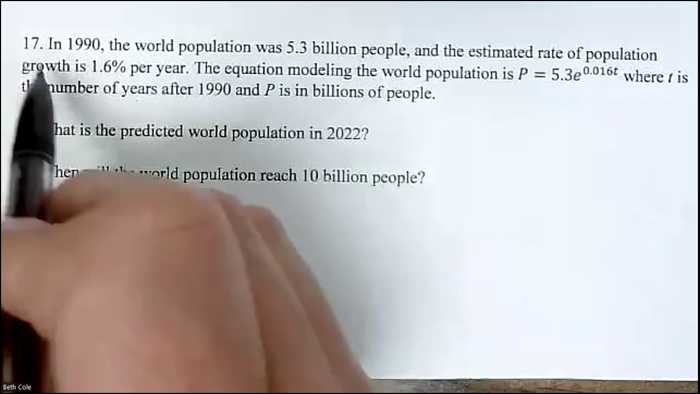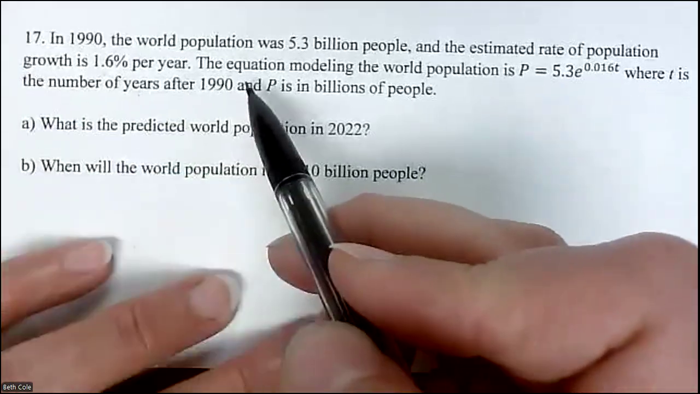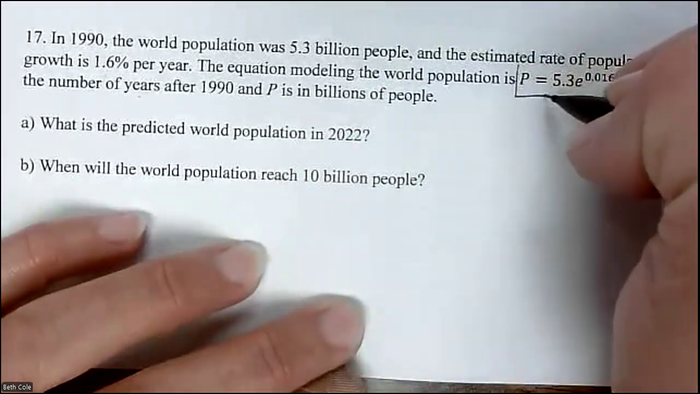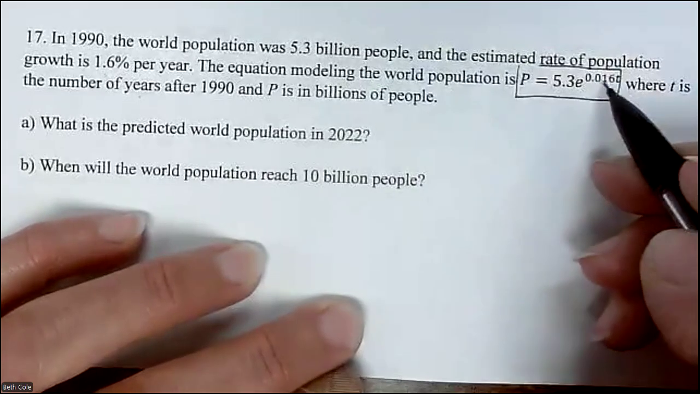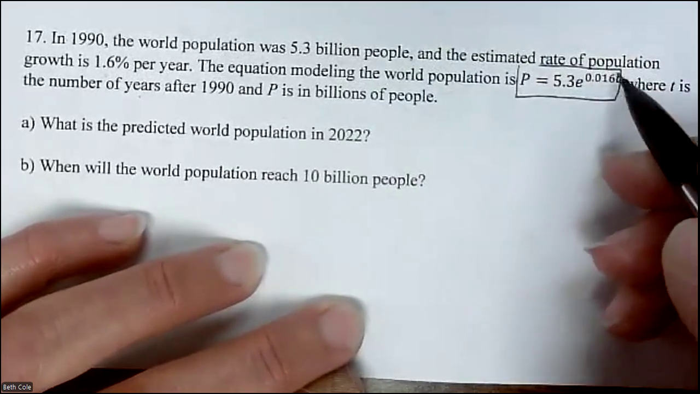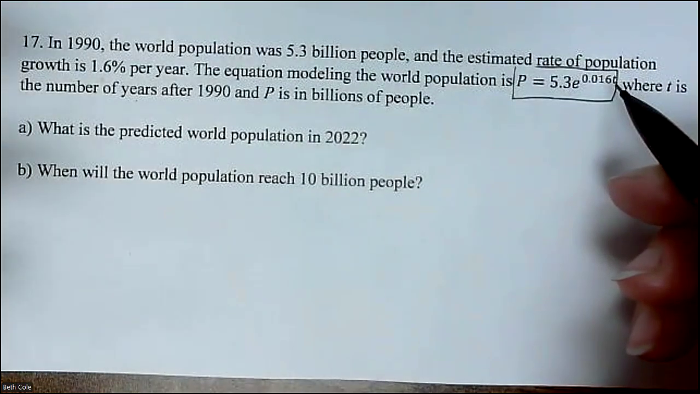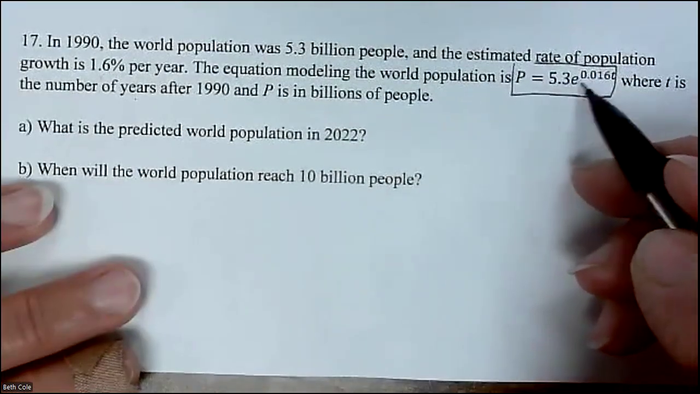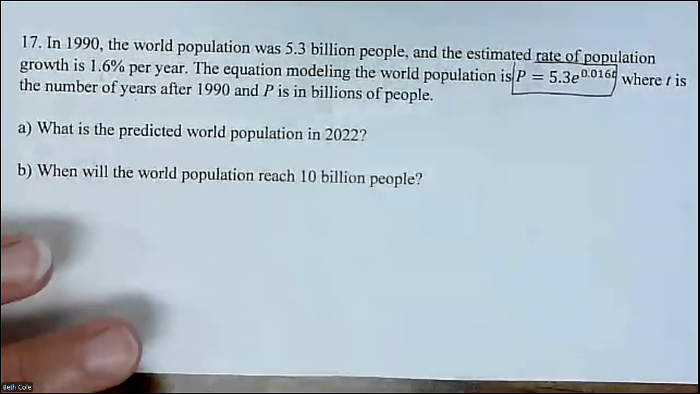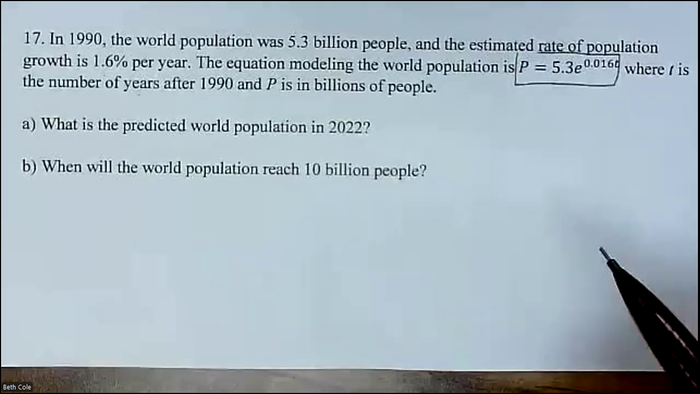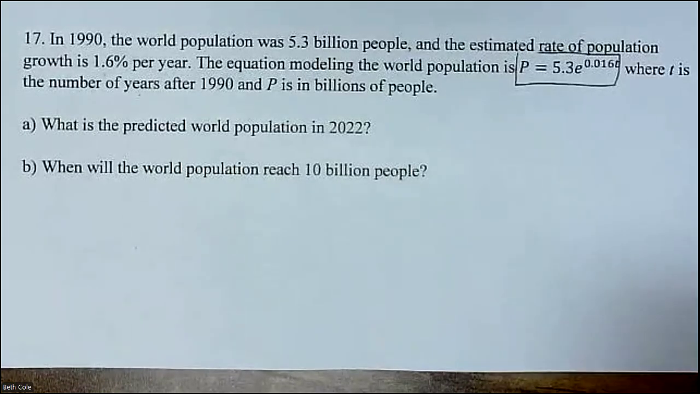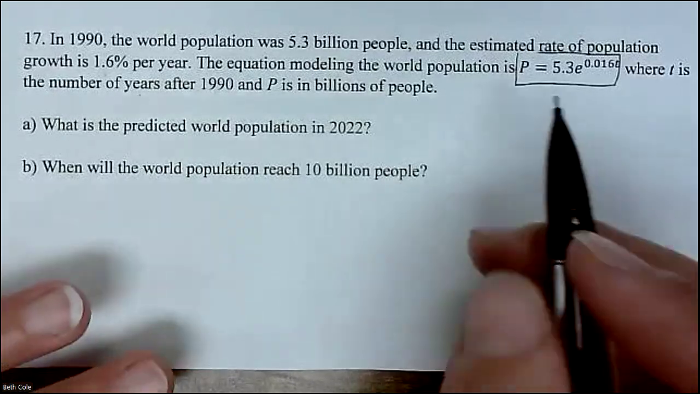Anyway, estimated rate of population growth is 1.6% a year. Here is that equation. Do you see that 1.6% in there? Okay, because if I made you write the equation, it's PERT. Do you see that it's PERT? Okay, you start with the 5.3, move your decimal point. Anyway, what is the predicted world population in 2022? 2022 already happened, so we're going to see if this is correct.